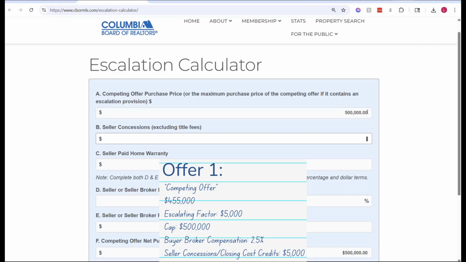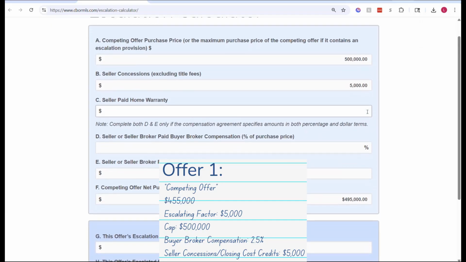Enter any seller concessions being offered from the competing offer in box B. Do not include any title fees in this amount, as these are excluded from the escalation calculation altogether. In this example, that would be $5,000, since that is what the buyers are requesting for closing cost credits.